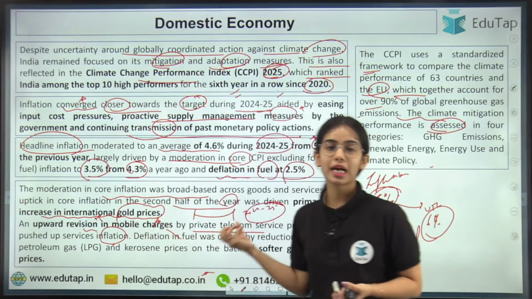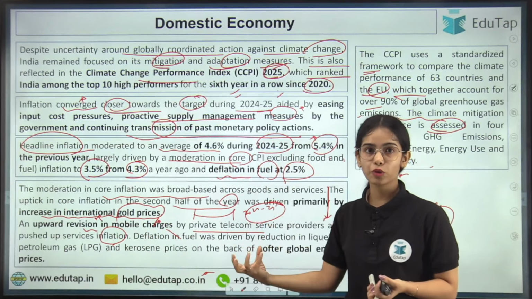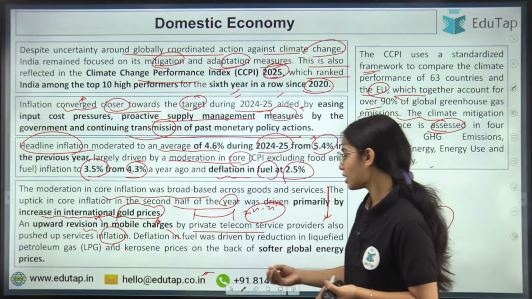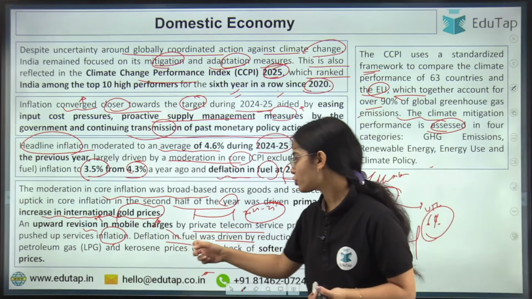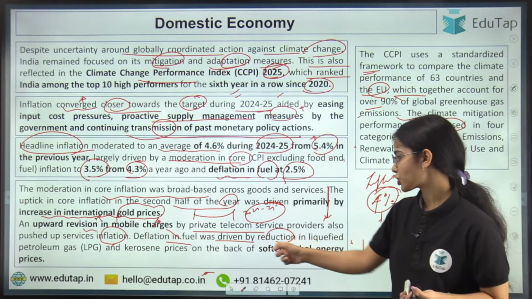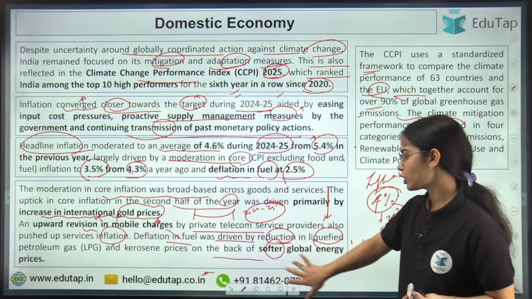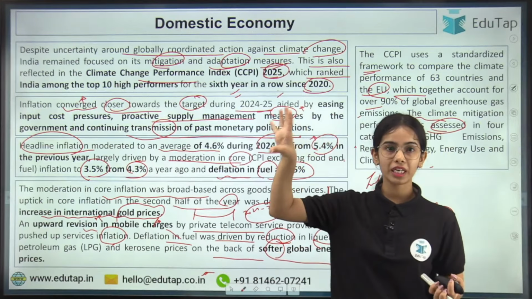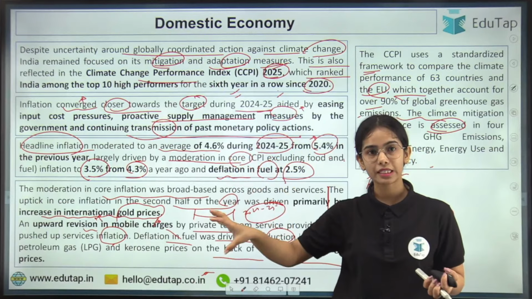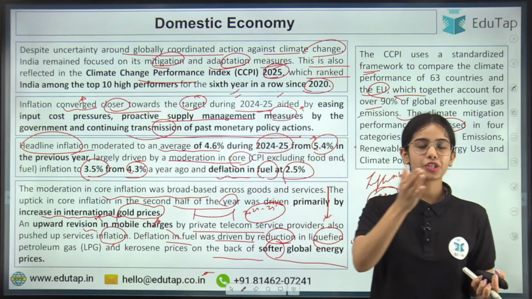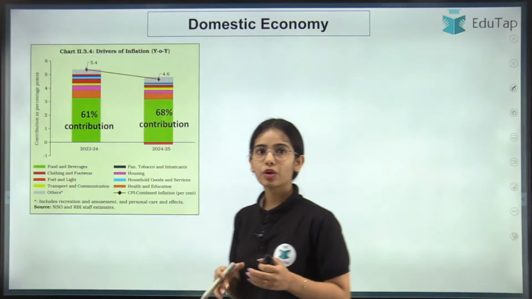But the good news is that there was deflation in the fuel prices. Deflation in fuel was driven by reduction in LPG and kerosene prices on the back of softer global energy prices. So at the global level, there were softer energy prices, due to which deflation in fuel came in India, okay? Now coming to the next point.